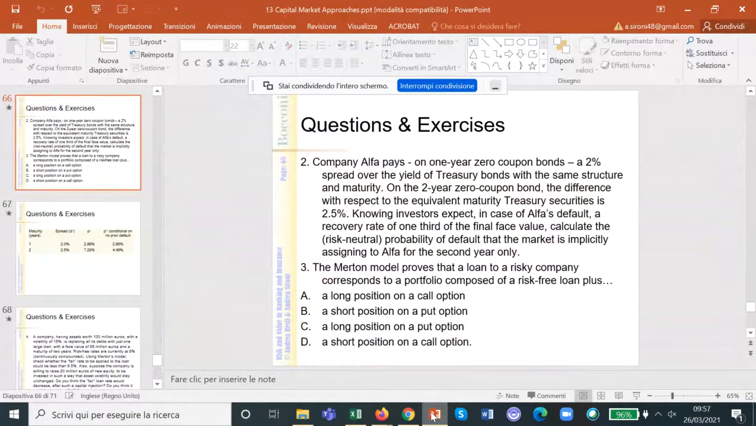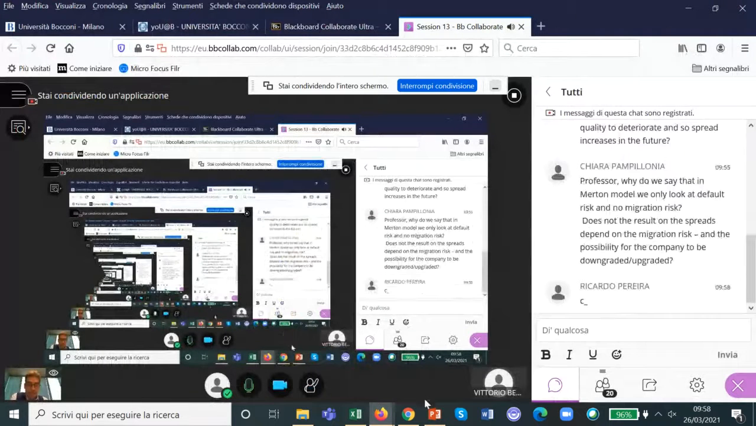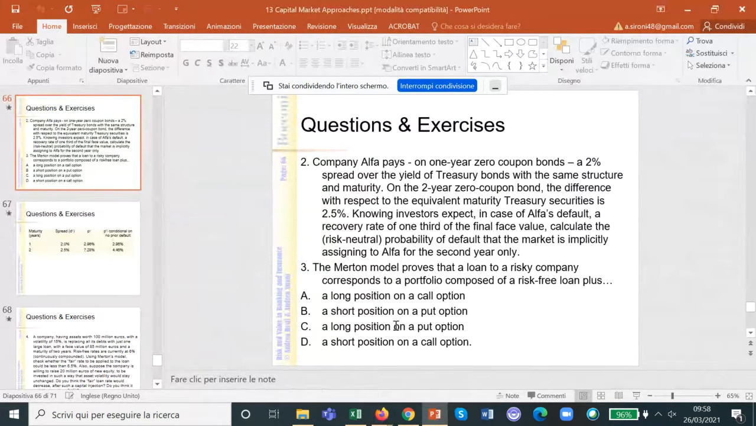Three, the Merton model proves that a loan to a risky company corresponds to a portfolio composed of a risk-free loan plus. What is the correct answer? So you are the one lending money to a risky company. Your position is equivalent to. What is the correct answer? Come on. No one wants to try?